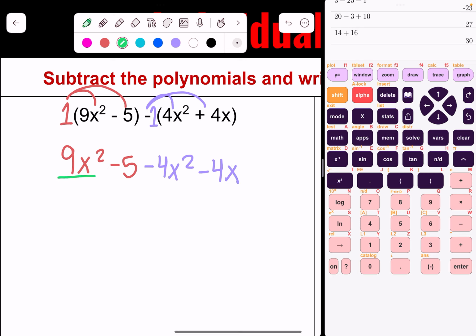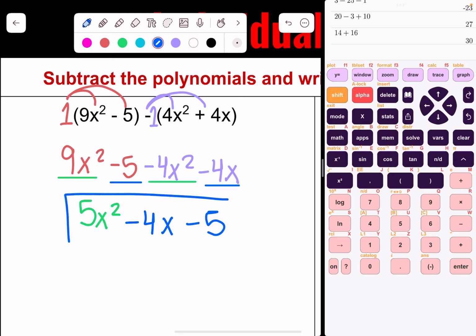All right, let's combine like terms. 9x squared minus 4x squared is 5x squared. And negative 5. Oh, there's no like term for that, but let me put that in the end. And there's also no like term for the negative 4x. So this is our complete polynomial.